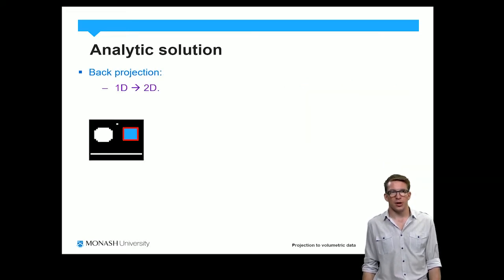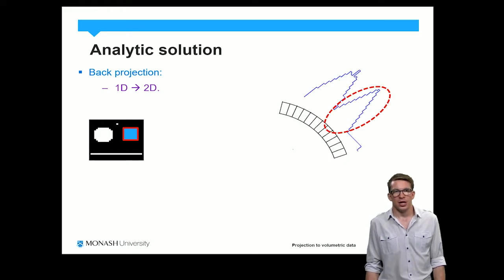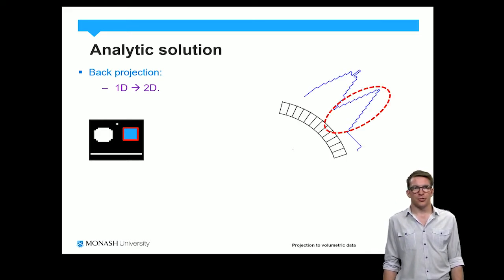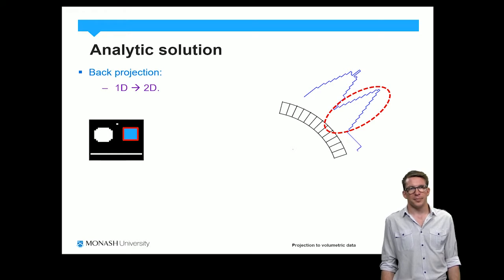So this is what it looked like pictorially. Here we had a phantom which had a circle, a square, a dot and a line in it, so we imagine that's the inside of the patient. We've collected some projection data at 45 degrees, just as an arbitrary example, and that's what the projection data looks like.